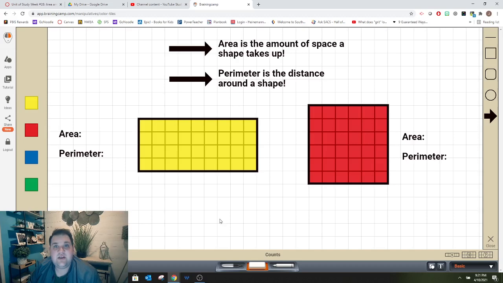Hello everyone, this week in UoS study we're going to be talking about the difference between area and perimeter and also be learning about how we can calculate each of them. So let's first talk about what area and perimeter are.